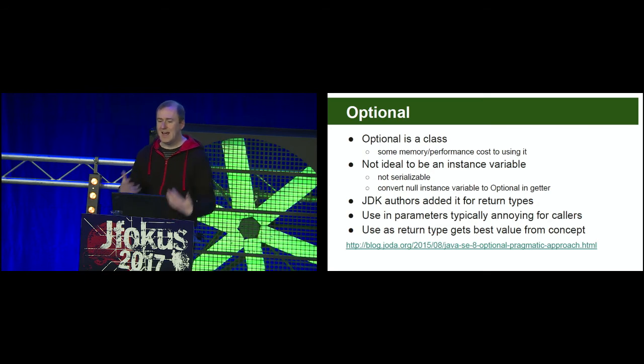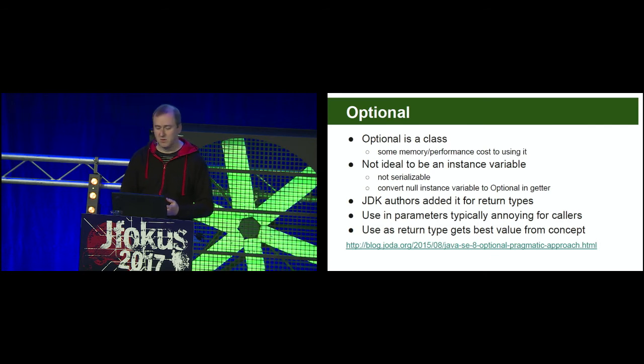So Optional is a class. Therefore, there is some memory or performance cost to using it. Now, a lot of the time, that'll get elided away. HotSpot's good at getting rid of those kinds of things, assuming you use it correctly. But it's also not ideal to be an instance variable.